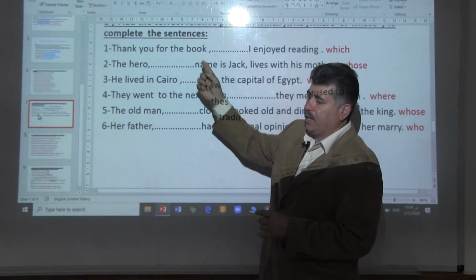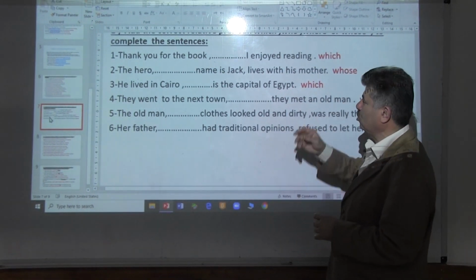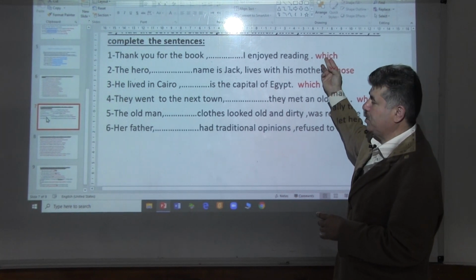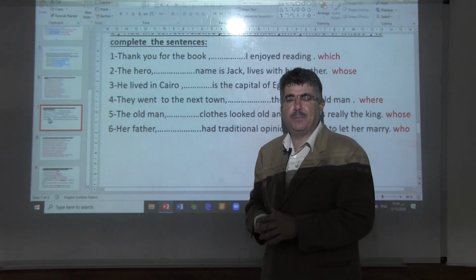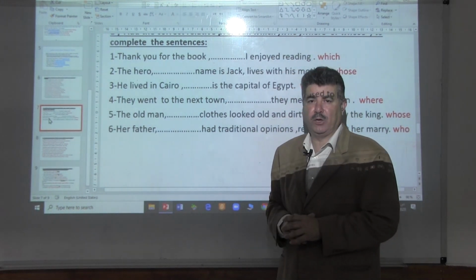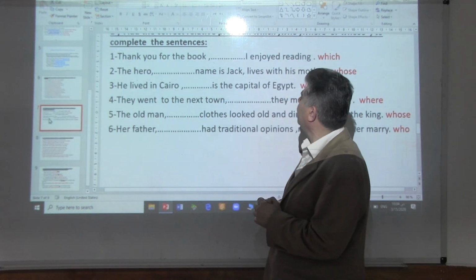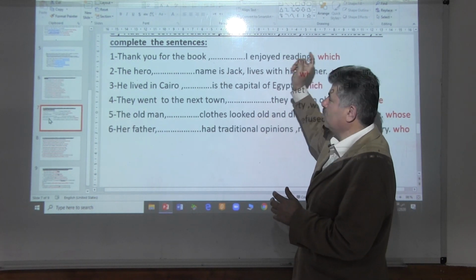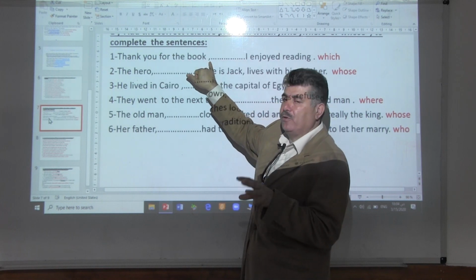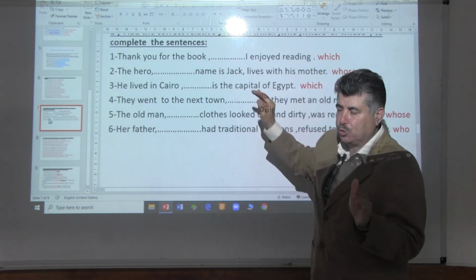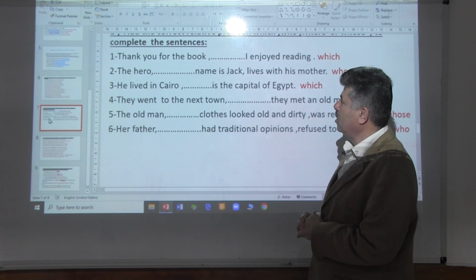Here we are talking about a book, about a thing, so the missing relative pronoun must be which. Now which here, as you can see, is followed by a pronoun, so we are talking about an object. Can we use that in this case? Because this is a non-defining relative clause, don't use that in the place of which.